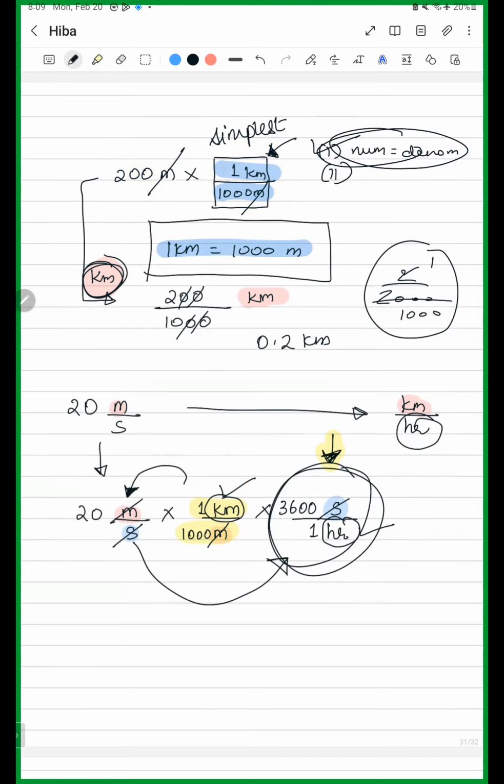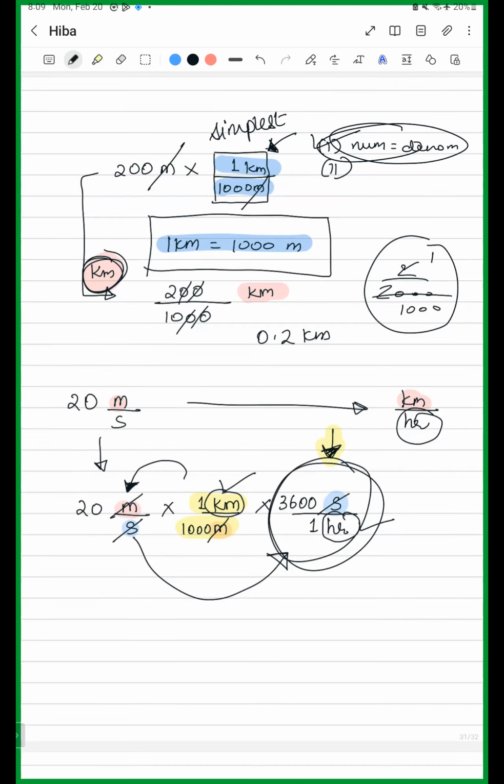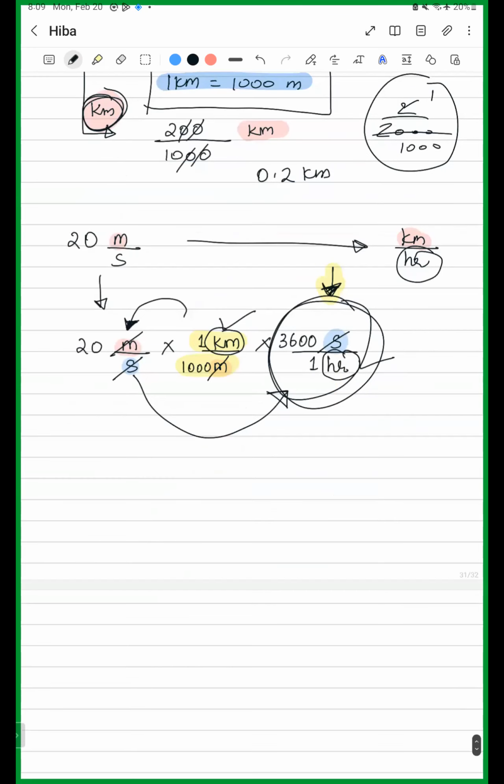But it's 200 meter divided by a second. Huh? It's 200. Oh wait, I didn't get you. Understood? No, I only understood the 20 meter divided by a second. Okay, what did you not understand? Can you just explain why we are writing 1 divided by 1,000 meters?